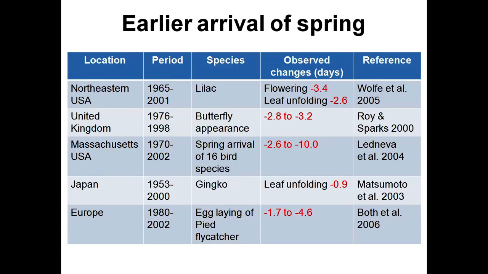Okay, so in this graph I'm trying to summarize some of those advancing phenological events. In northeastern USA, lilacs are flowering 3.4 days earlier, and also they are unfolding their leaves 2.6 days earlier. In the United Kingdom, butterflies are appearing 2 to 3 days earlier. In Massachusetts, 16 species of migrating birds are arriving 2 to 10 days earlier, depending on the species. So you can clearly see that things are happening early because of the early arrival of spring.